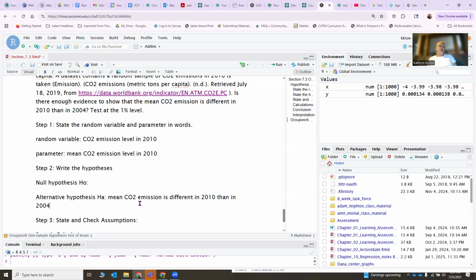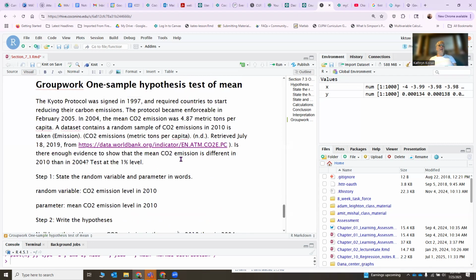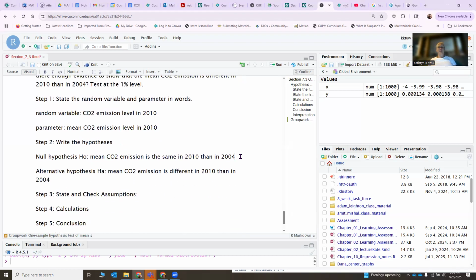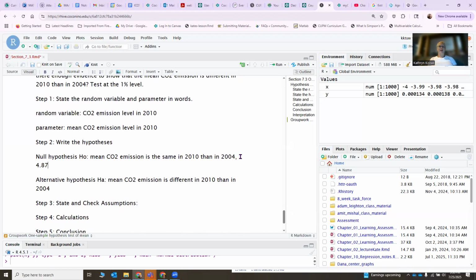That's my question. That's what I want to look at. That's my alternative hypothesis. My H0 is always equal to. So it's not that they're different, it's the same in 2010 as in 2004. Now we will need to know what the number was in 2004. It was 4.87. So let's just copy that and put that down here so that we have that information to go with, because we will be using that.